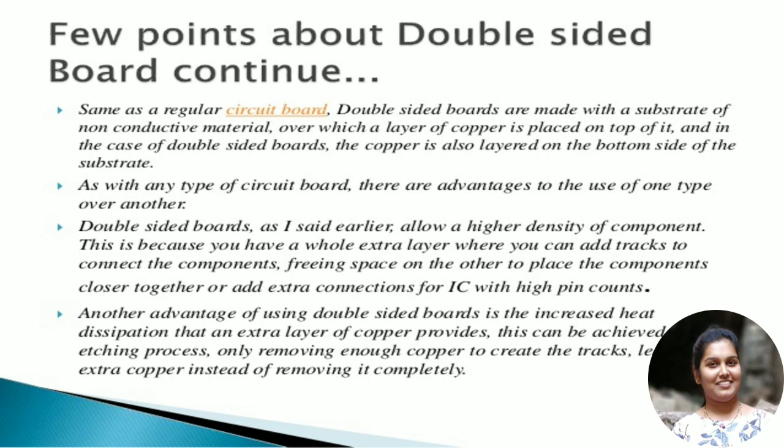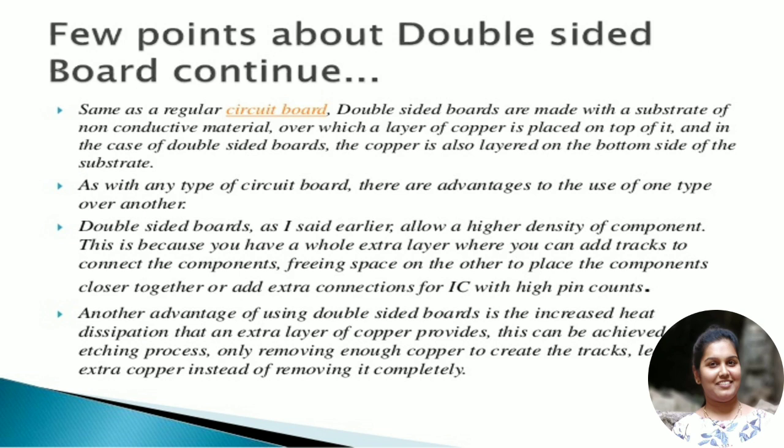As with any type of circuit board, there are advantages to the use of one type or the other. So double-sided boards, as I have said earlier, allow a higher density of components. This is because we have a whole extra layer where you can add tracks to connect the components, freeing the space on the other to place the components closer together, and an extra connection for ICs with high pin counts. So double the number of components that can be placed is a major advantage of double-sided PCB.